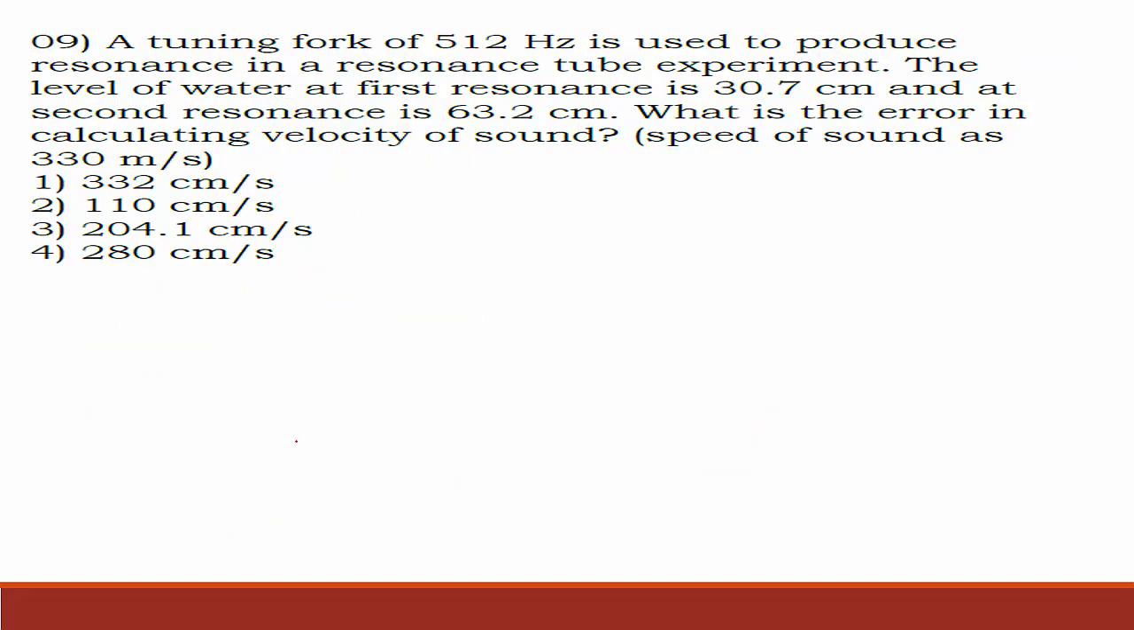A tuning fork of 512 Hz is used to produce resonance in a resonance tube experiment. The level of water at the first resonance is given 30.7 centimeter, and at the second resonance its value is 63.2 centimeter. What is the error in calculating velocity of sound? And speed of sound is given 330 meter per second.